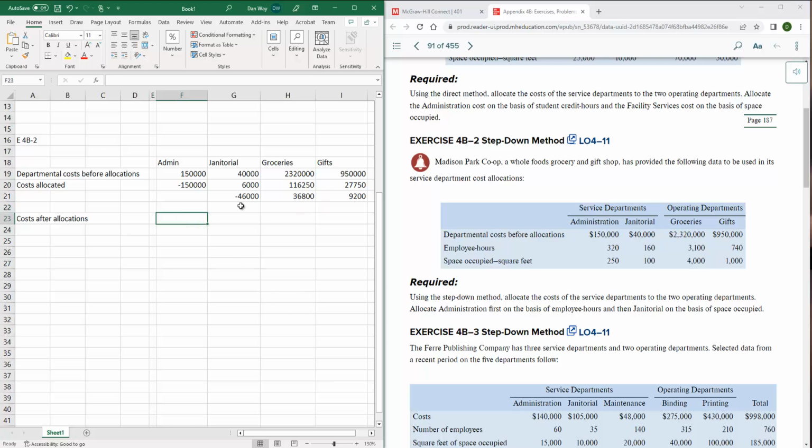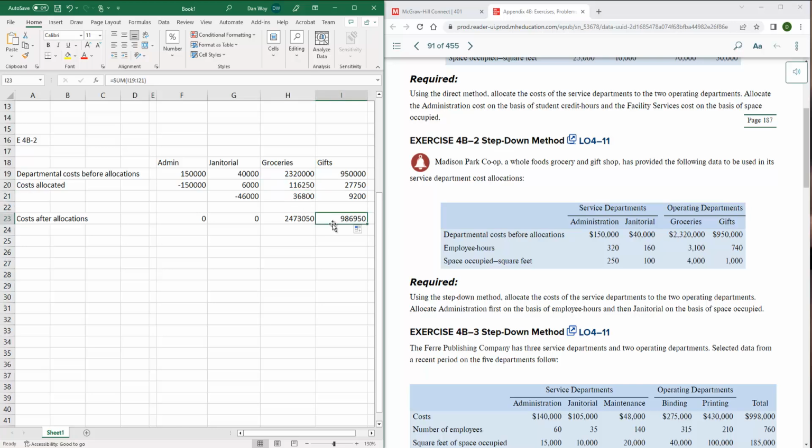So cost after allocation in our service departments, we better make sure that's always zero, right? We need to allocate out every single dollar of costs in those departments. Then we can come up with the total for the groceries department and the gifts department. I'll drag my sum function over there. So we've got 2,473,000 and some change in total costs in groceries. That's the 2,320,000 that originated there, plus the admin costs that have been allocated, plus the janitorial costs that have been allocated. Same idea with gifts.